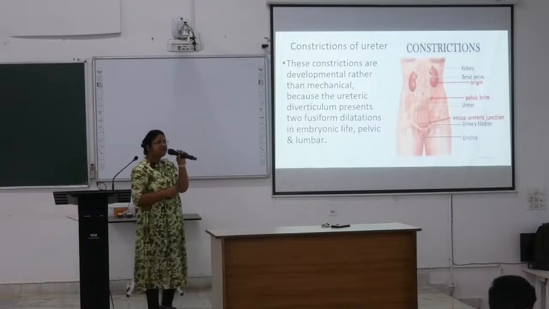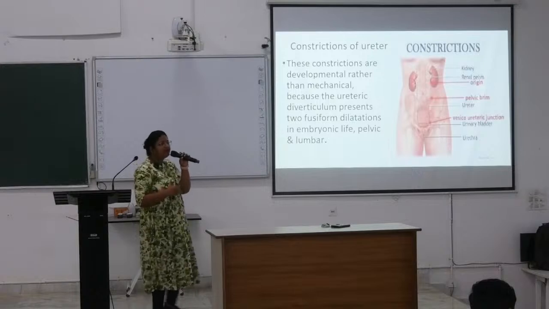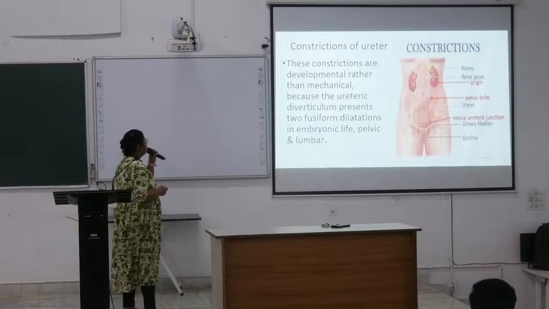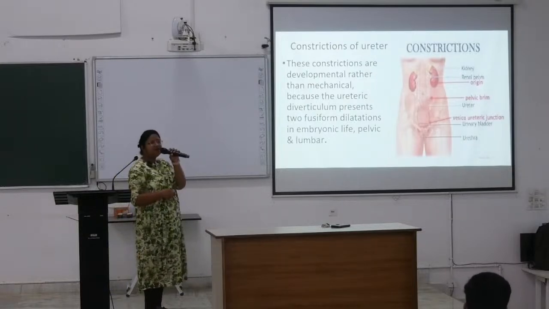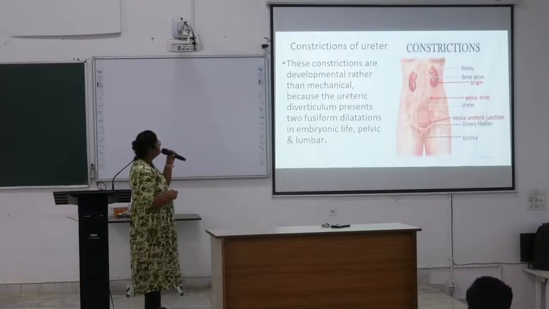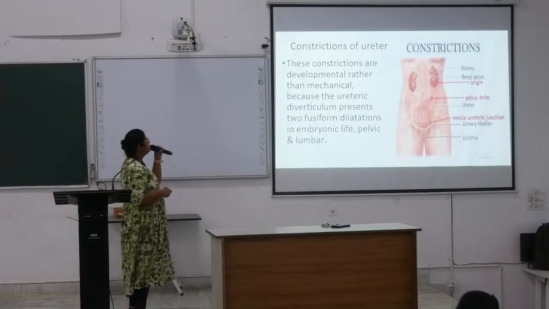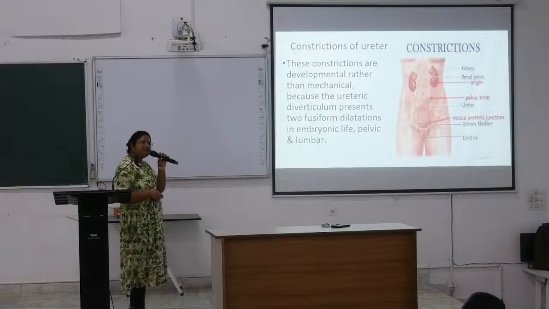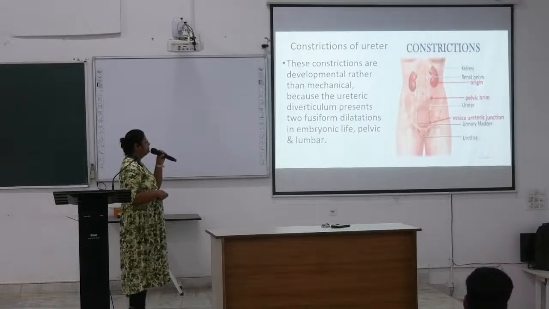So how are these constrictions developing? This is what you have to write if it comes as a short note on constriction of the ureter. These constrictions are developmental rather than mechanical. Mechanical means formed due to pressure of other organs. But these constrictions are mainly developmental because the ureteric diverticulum presents two fusiform dilatations in embryonic life, pelvic and lumbar dilatation. At the junction of these dilatations, constrictions are formed. Here are the ureters.